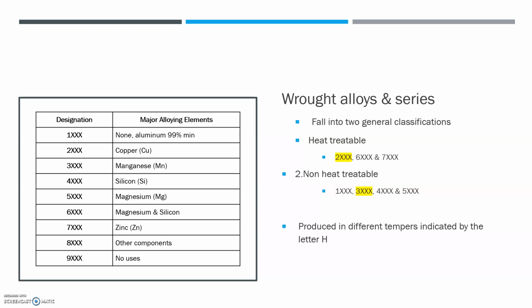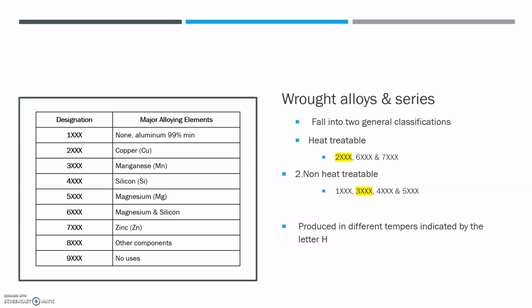Page 5 and 6, wrought alloys and series. Wrought means the material has been heated and worked with tools. The series indicates what has been added to the aluminum. Each of these groups have their own benefit. The two general classifications of aluminum are the heat treatable and the non-heat treatable. In short, this is a metallurgical look at how the alloy reacts to the heating and cooling cycle of welding.